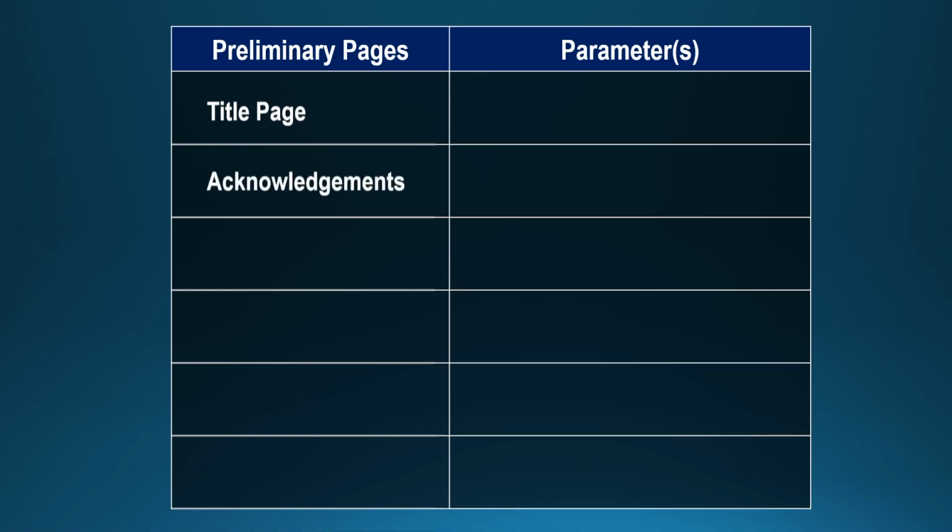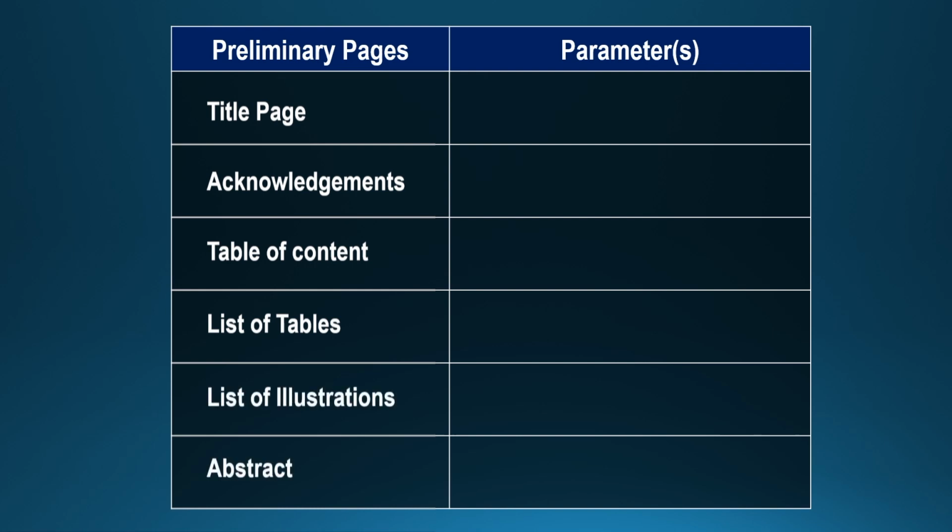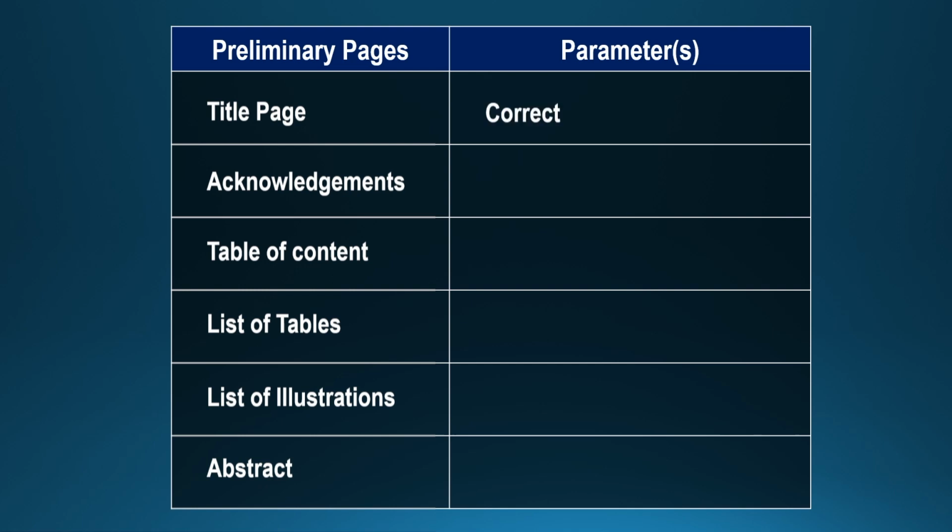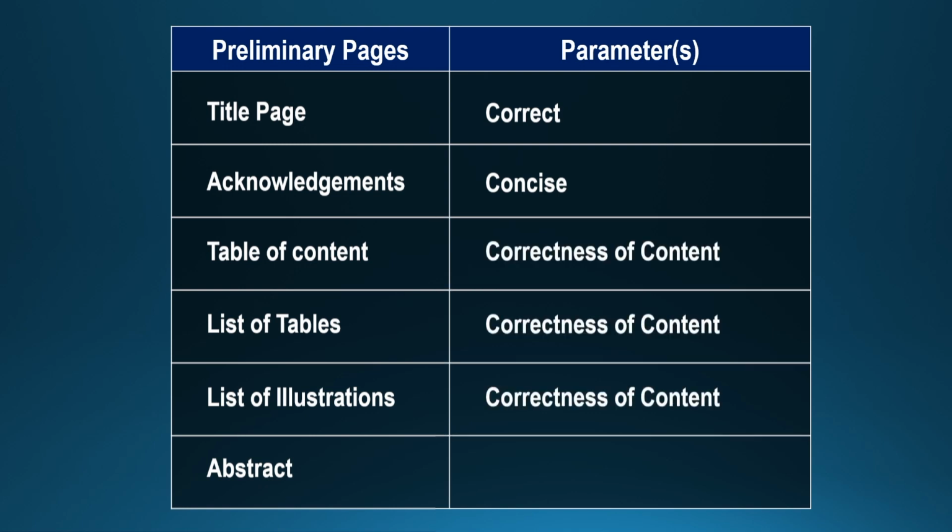For example, the preliminary pages, which consist of the title page, acknowledgement, table of contents, list of tables, list of illustrations, and abstract. Here, it needs to be evaluated that the title page contains correct information, the acknowledgement is concise, and the language used is appropriate. The table of contents, list of tables, and list of illustrations are primarily concerned with correctness of the content as included in the body of the report, and the abstract is concise, complete, and correct.